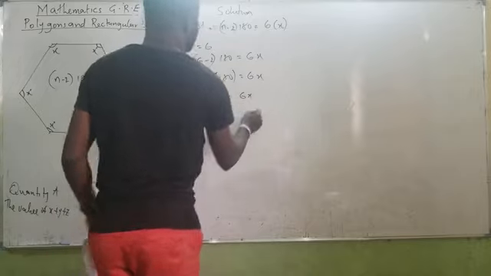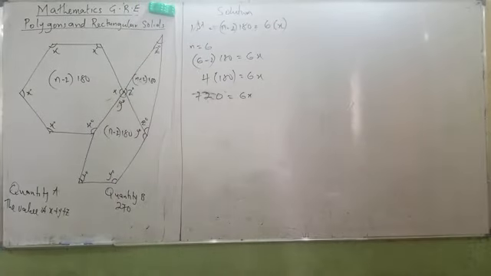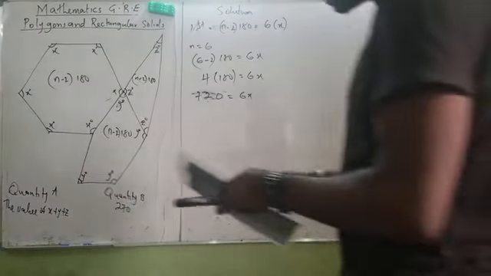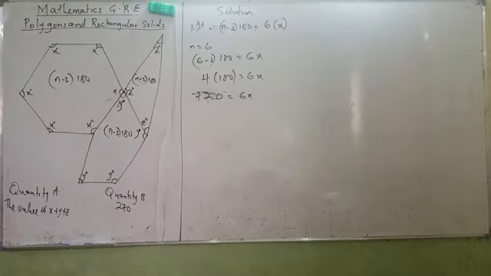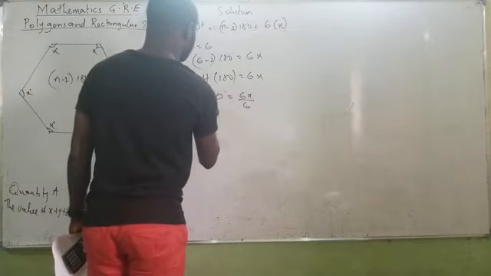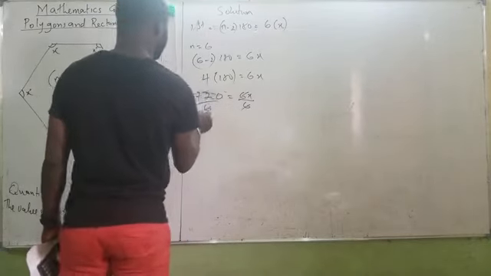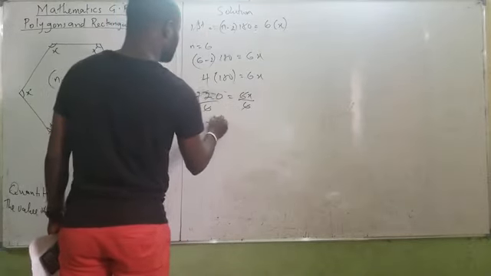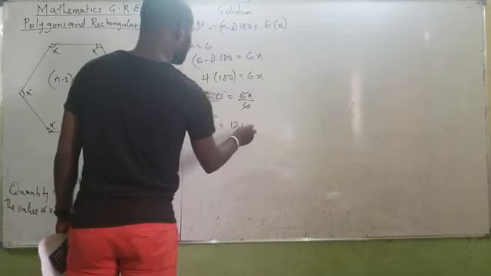Equals 6x. Oh, am I making a mistake? I think the answer is no, I'm not making a mistake. Now, 4 multiplied by 180 will be 720. Now, I divide both sides by 6, which means my x degree will be equal to 120 degrees.